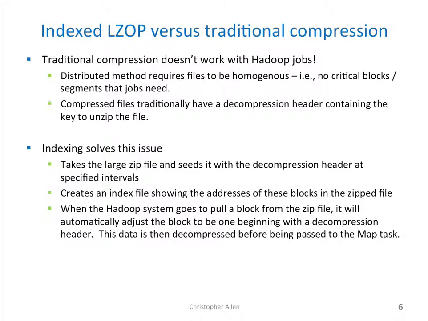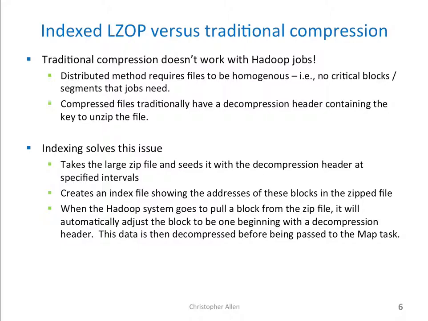Next, into why traditional compression doesn't work with Hadoop jobs. We've discussed this earlier. Hadoop assumes files are homogeneous, namely that the mapping task can pull a block of data from anywhere in the file and then proceed to work on it. However, when you compress a file, if you create a gzip file or a tar.bz file, it's got a compression header at the top that has in it the decompression data that you need to return to the original file. If our Hadoop task pulls a chunk of a bzip file, it's not going to know what to do with it.